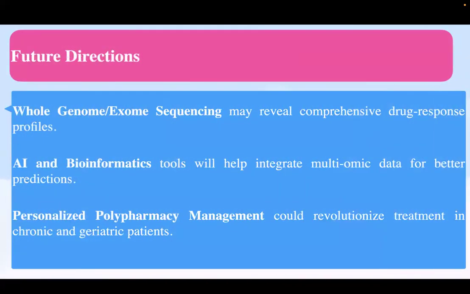Future direction. So, whole genome and exome sequencing may reveal the comprehensive drug response profile. These are future trends. We need to have AI and bioinformatics tools also that will help to integrate multi-omic data for better predictions. We'll have future directions in our upcoming lectures. We will discuss for 30 minutes what role AI can play in genetics.